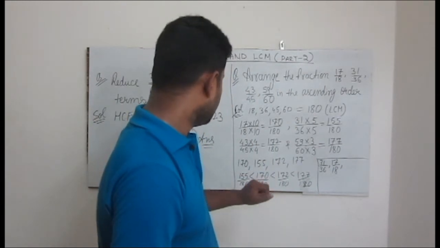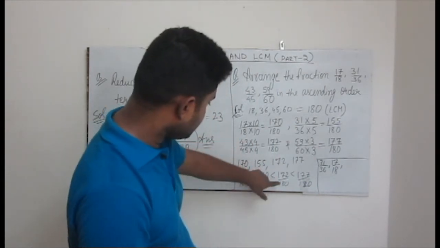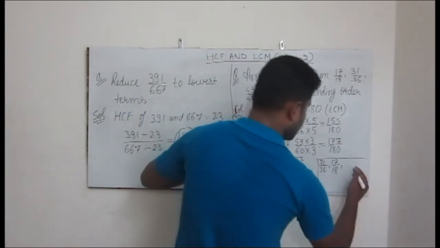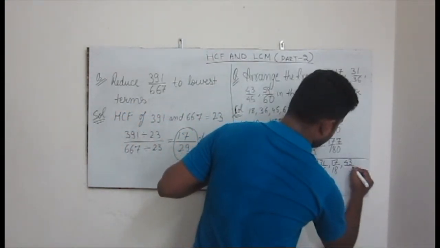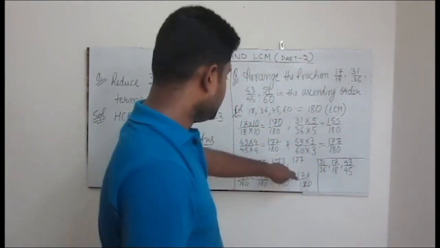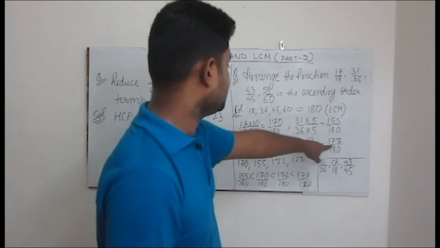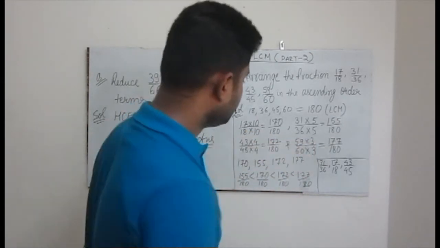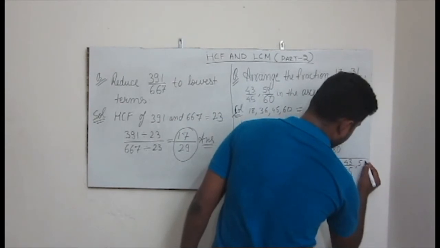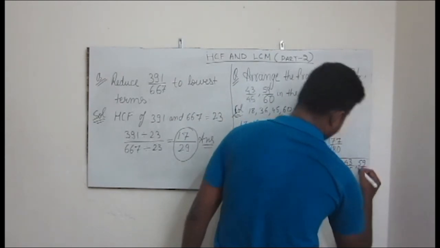172 by 180 is 43 by 45. So the next number will be 43 by 45. After that, 177 by 180. This result is 59 by 60. So the last number will be 59 by 60.